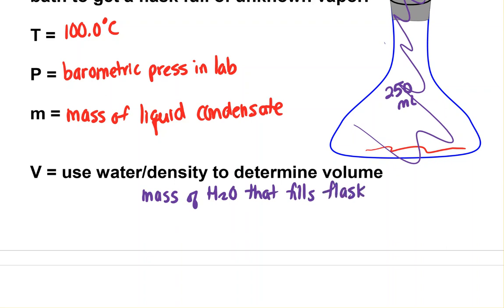And from that we can use the density of water, and I'll do it to 3 sig figs. That's what we're going to use. And then from that we'll have the volume of water. And once we know the volume of the water, that is the volume of the unknown.